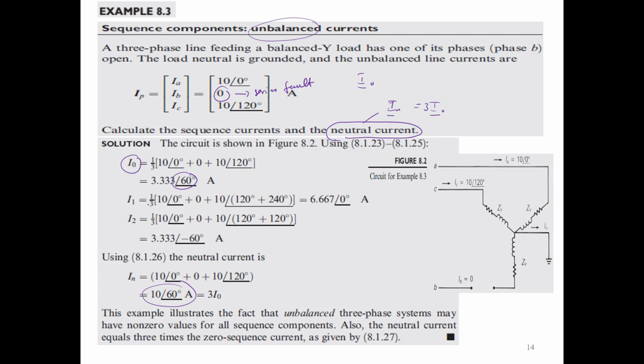So the IA is from this formula. You get 6.667 angle of 0, and I2 you get by plugging into the formula, right? 3.33 angle of negative 60.